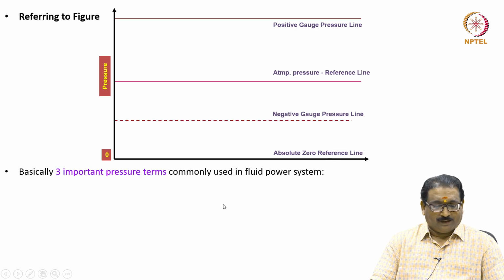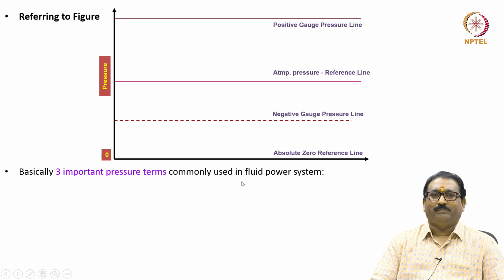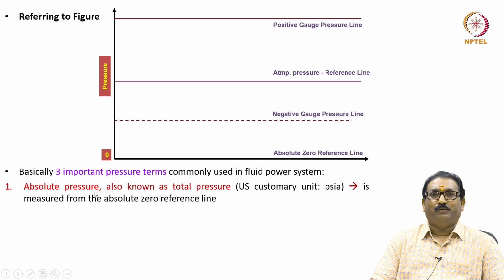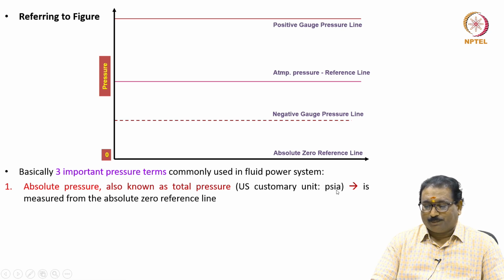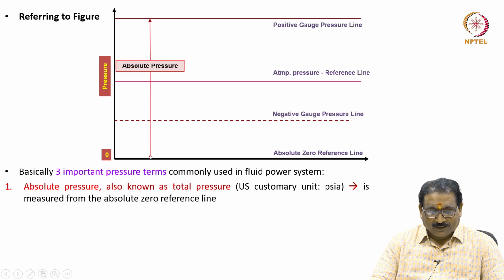Let us see the 3 important pressure terms commonly used in fluid power systems. First one is absolute pressure, also known as total pressure. The US customary unit for this is PSIA, meaning pounds per square inch absolute. Absolute pressure is measured from the absolute zero reference line. You can see here, absolute pressure, total pressure, is always measured from the absolute zero reference line.